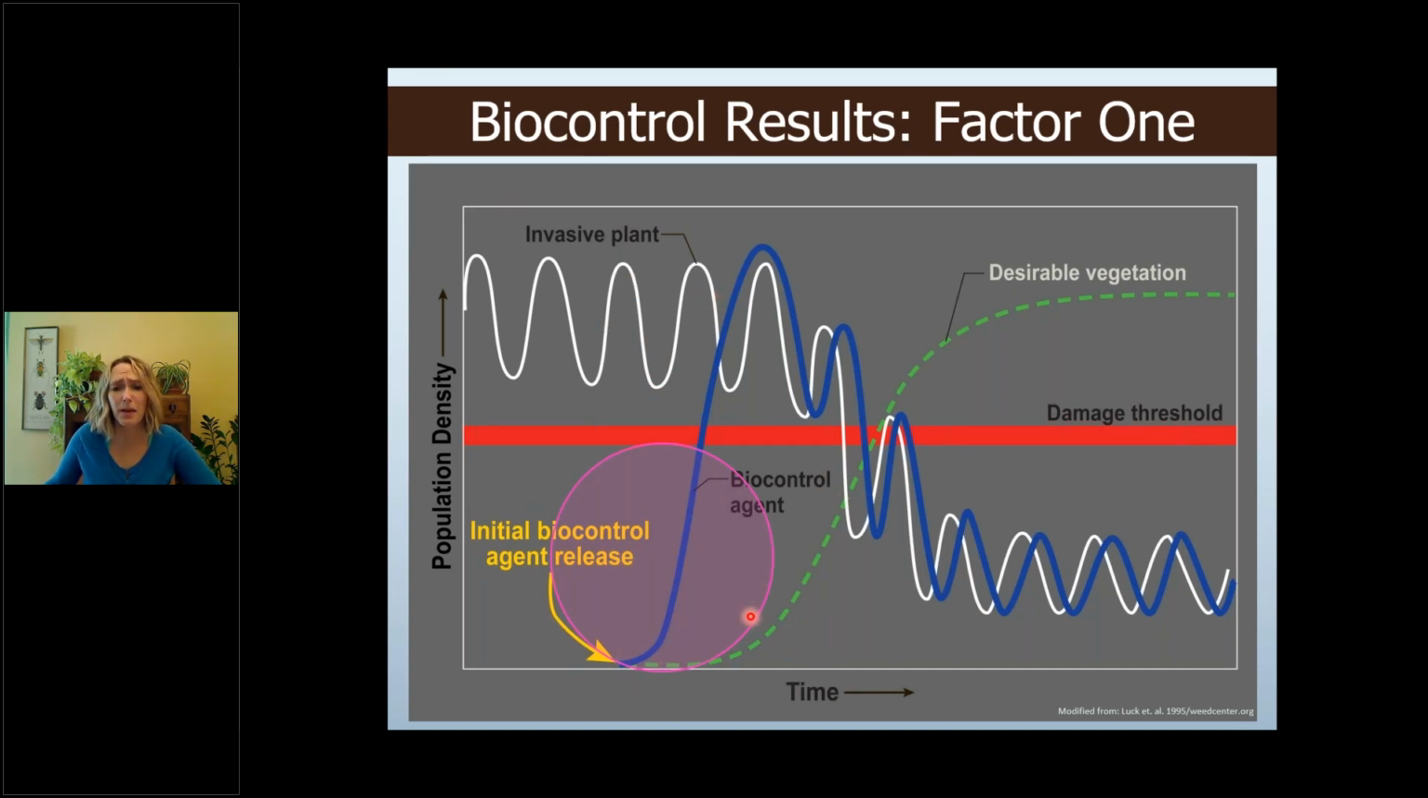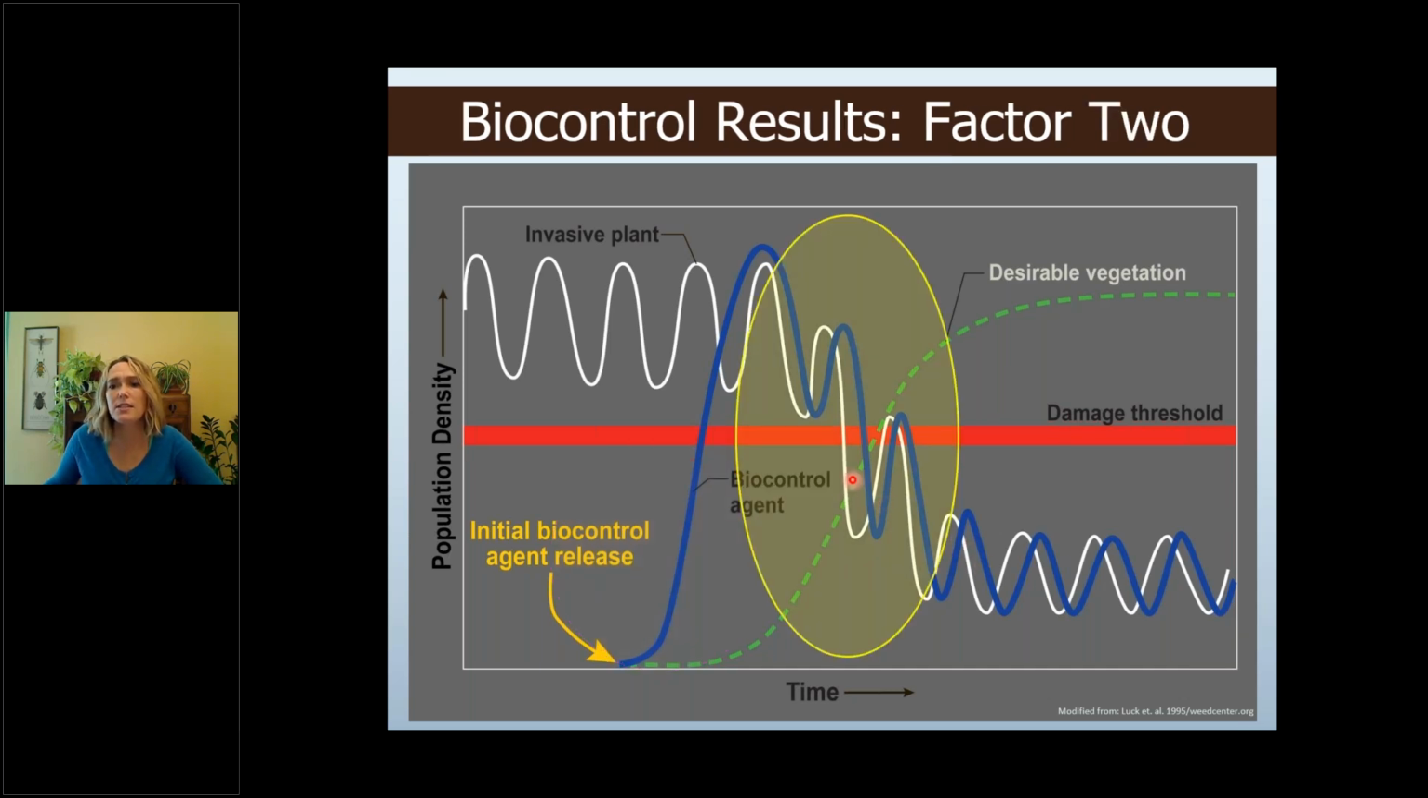So the first is here in this pink. It looks like, okay, we release the biocontrol agents and their populations increase quite quickly, and then we get control. But the time period in here can actually be quite long. So 4 to 5 years, maybe 10 years. So it's really important for us to understand the systems we're working in and to manage our expectations with an understanding that we will get there in the end.